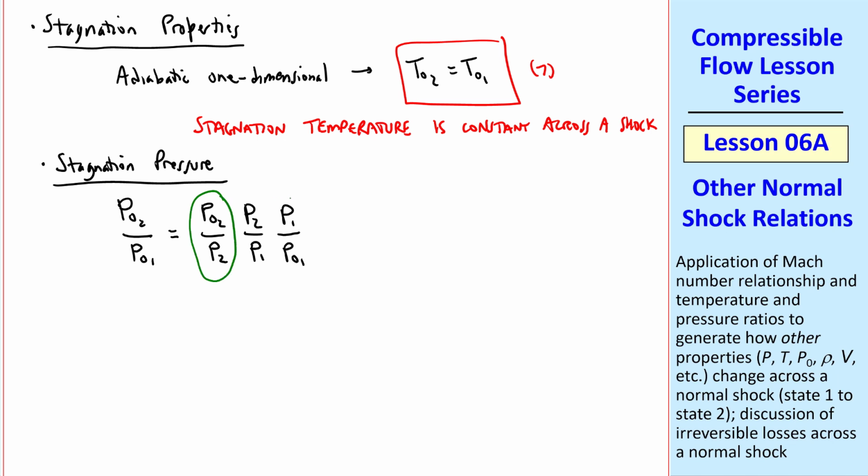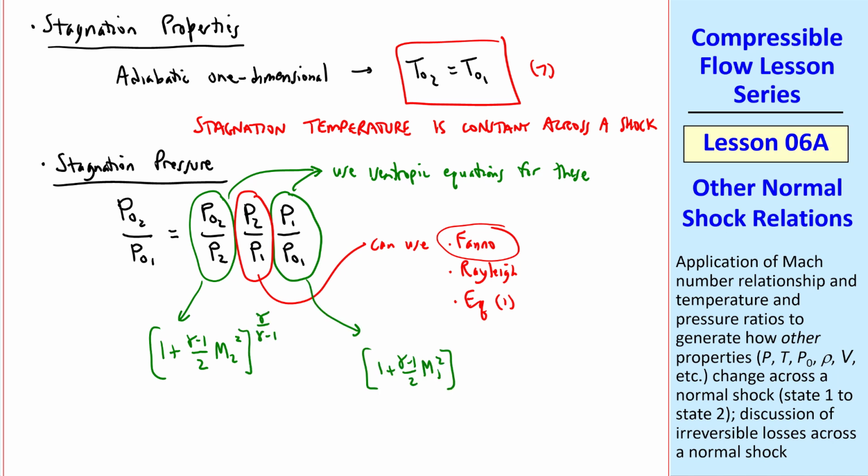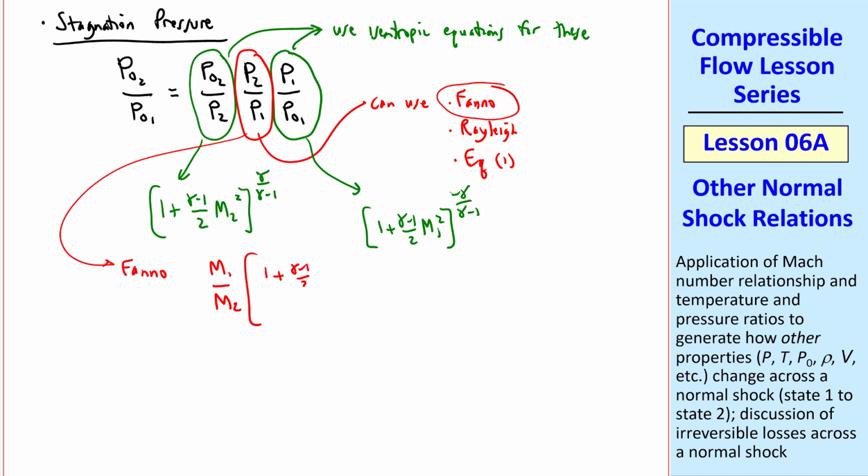Since the flow is approximated as isentropic on either side of the shock, we can use the isentropic equations for these two ratios, and for this term we have a choice. We can use the Fano equation, or the Rayleigh equation, or equation 1, whichever one we choose. I'll use Fano. Let's write out these equations. We have (1 plus (gamma minus 1)/2 M2 squared) to the gamma over gamma minus 1. And here we have the same thing, except with a negative exponent, since it's the reciprocal of this, and it's for M1 instead of M2. And the Fano equation is written out here.